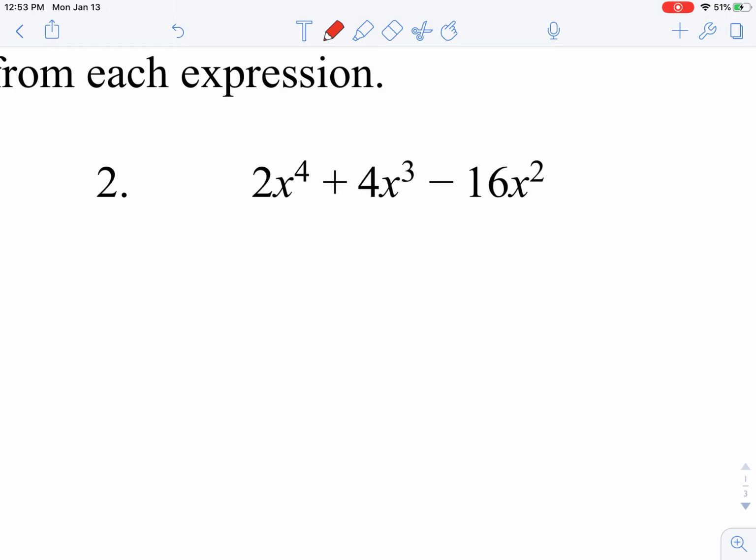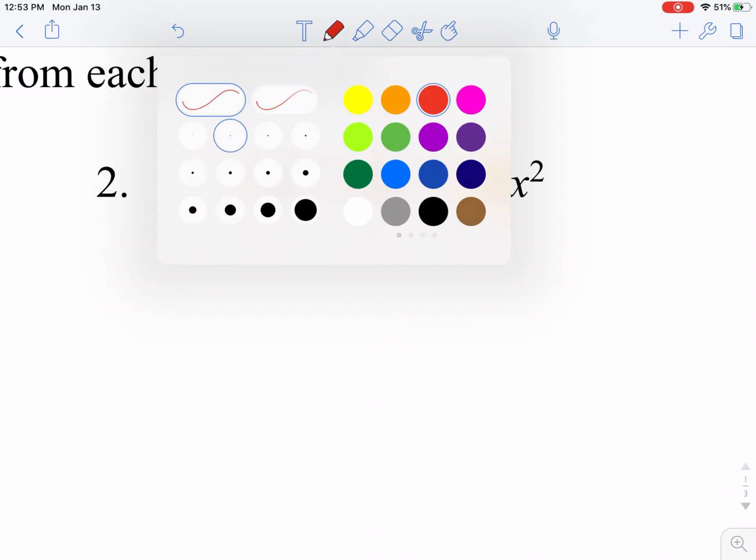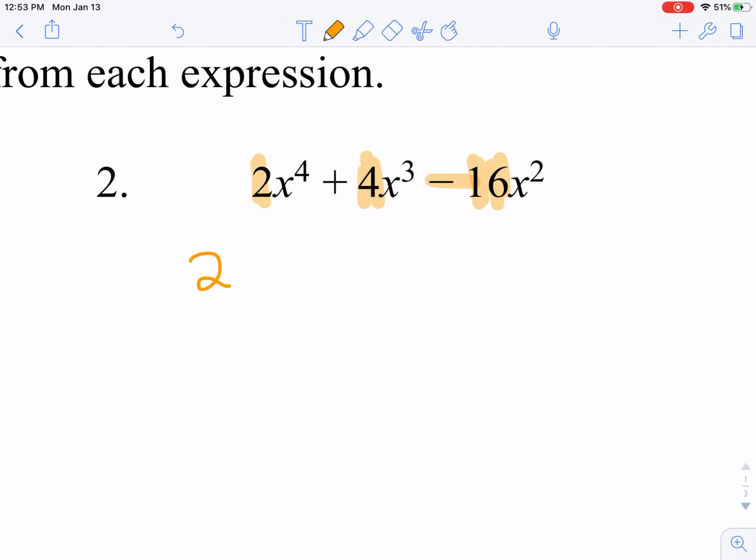If we look at number 2, we see that all three of our terms have a coefficient in front of them, and those coefficients are 2, 4, and negative 16. Make sure we're being really careful with our signs here. When we're talking greatest common factor, we want to think about the number that each of those can divide by, and all three of those numbers are divisible by 2, so we can pull out a 2 from all three of those terms.